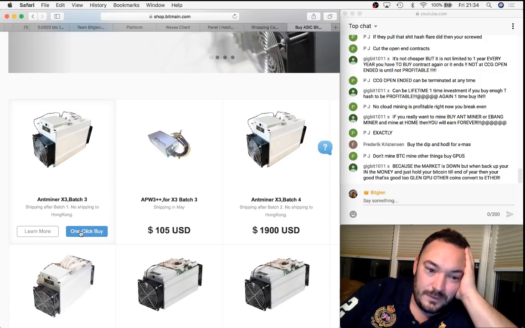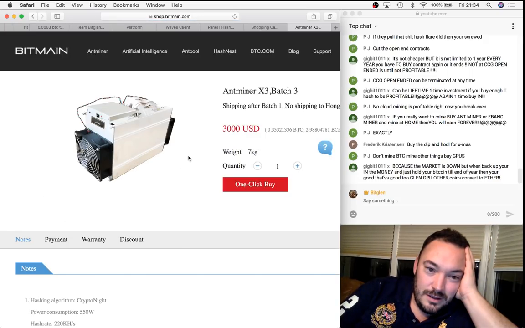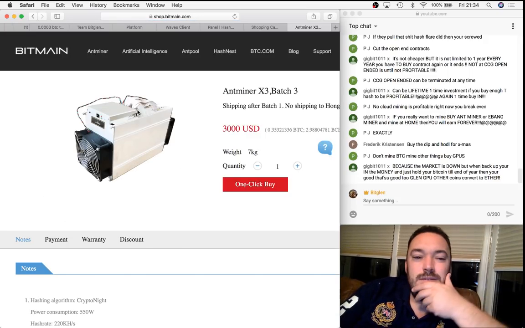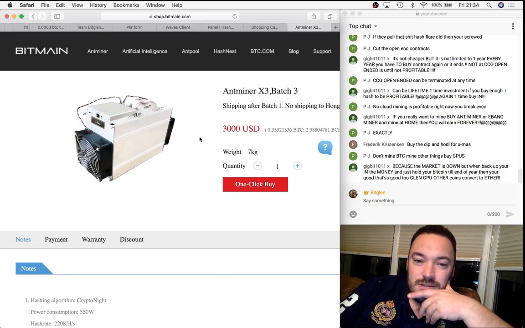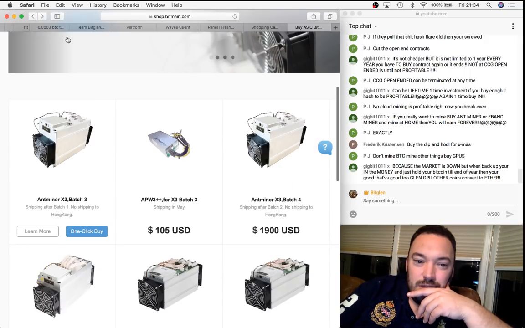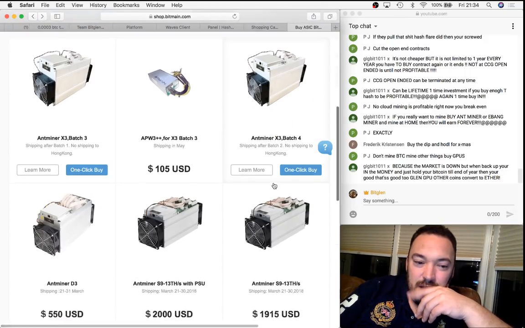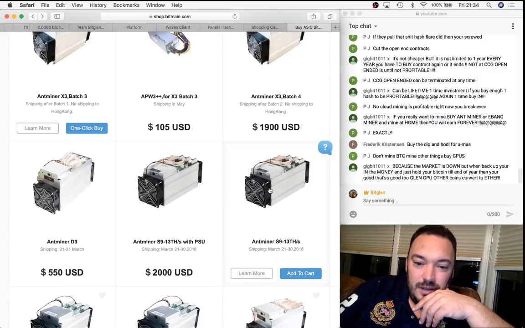Learn more. Oh, does it not say the price? Oh, no, is that one? Well, the one I saw, it was like $11,000. What machine was that? That's batch 4. D3, S9, S9.